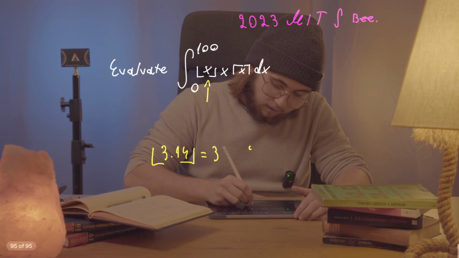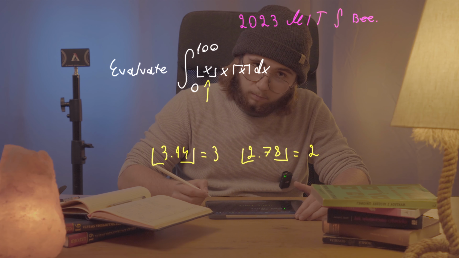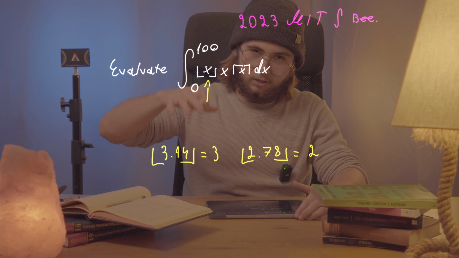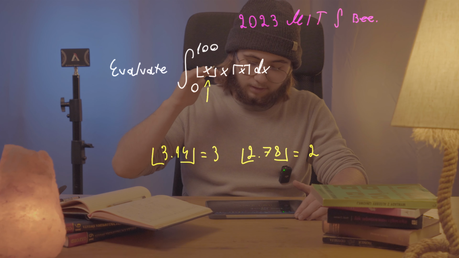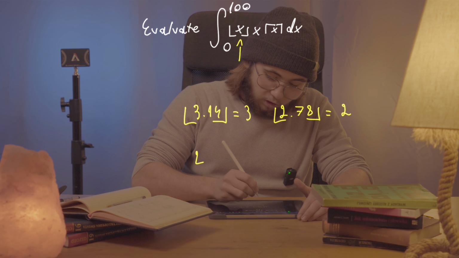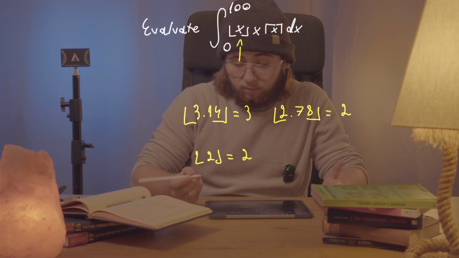If we had, let's say, 2.78, then the floor function would bring it to 2. It's not rounding up or down, it's just bringing it down to the closest integer value that is less than the given number. And if we take the floor of just an integer, let's say of 2, that's just going to give us 2. Yeah, something like this.